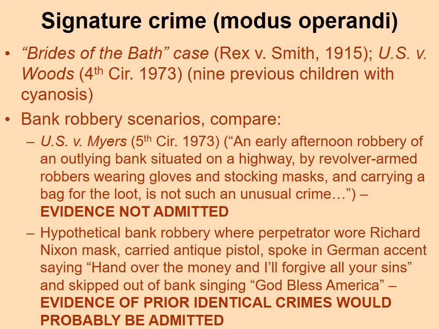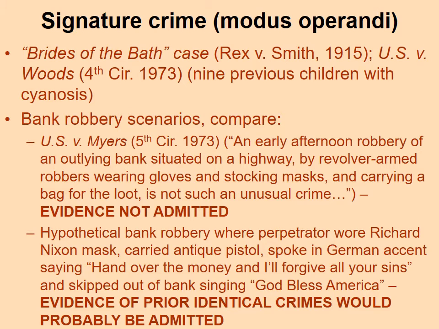You also saw the other case in the book, the Woods case, where a woman was accused of suffocating her 8-month-old foster son, and evidence was admitted that 9 other children in her care had suffered cyanotic episodes of turning blue due to lack of oxygen while in her care, and 7 of those had also died. So that evidence was admitted there.